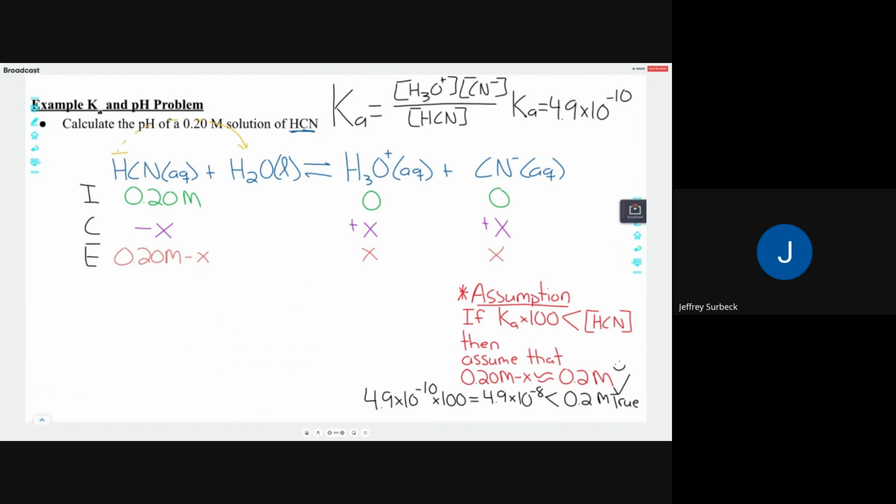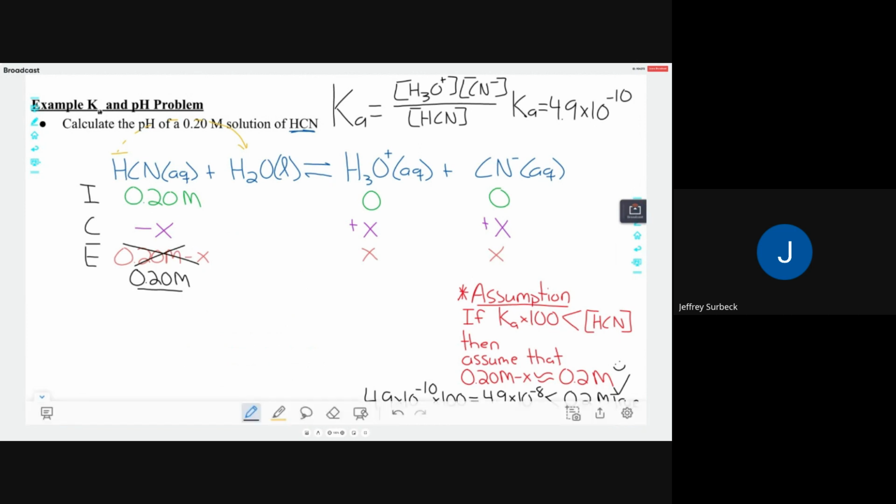Makes everybody happy, right? What this means is this. We backtrack, and at equilibrium, we don't have to say 0.2 minus x. We can say, okay, this change would be so small that at equilibrium for our HCN, we are in fact just going to use 0.2 as our molar, and we're going to save us a lot of time and effort. So here we go. We still need to find the pH, which we're a little ways from, not too far away.